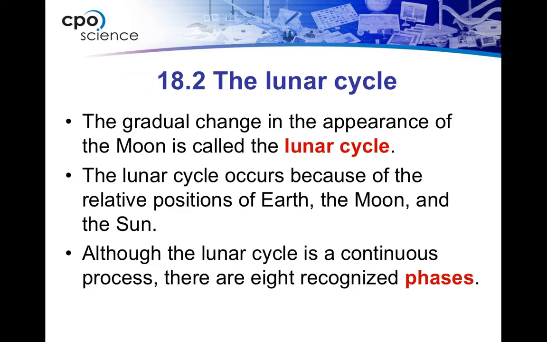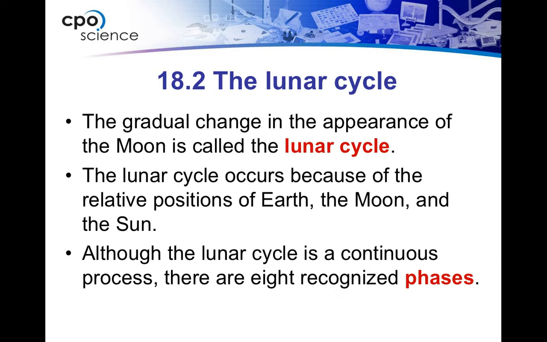So the lunar cycle is just the gradual change in appearance of the moon. That is the lunar cycle. The lunar cycle occurs because of the relationship between the Earth and the moon and the sun.